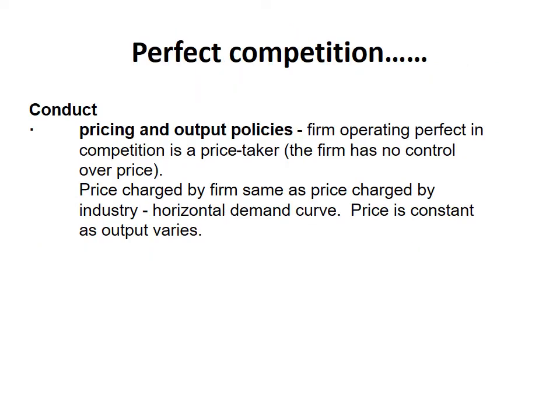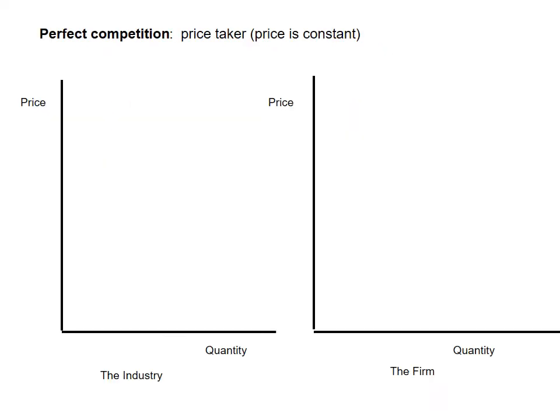Pricing and output policies: the firm operating in perfect competition is a price taker, as we said, and the price charged by the firm is the same as the price charged by the industry. We're going to look at that, where it's going to be a horizontal demand curve, because price is not going to change with quantity, and price is constant as output varies.